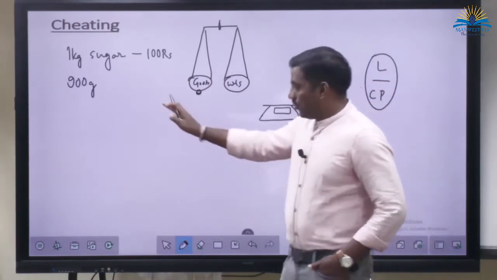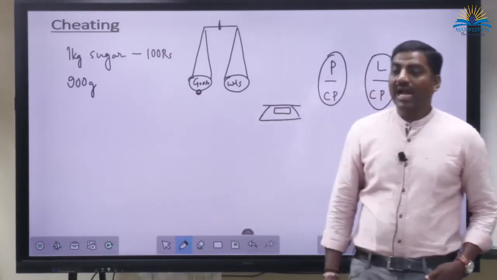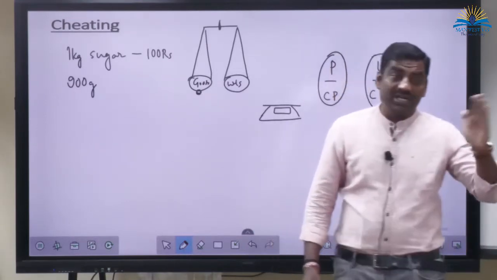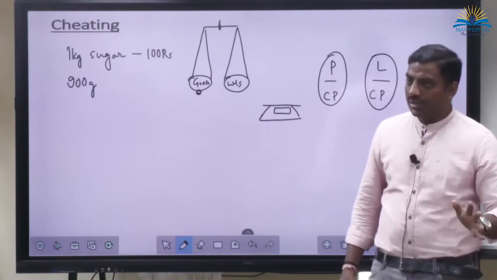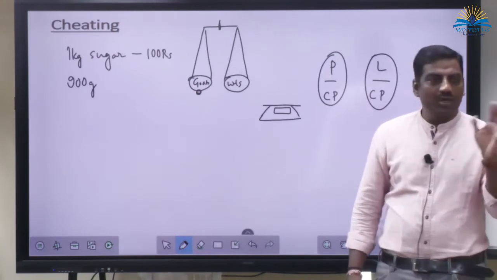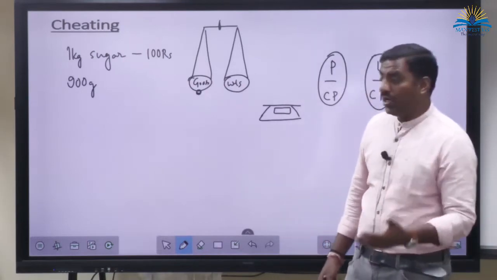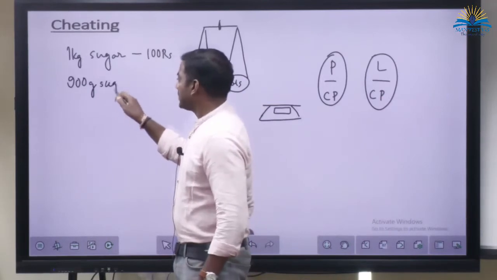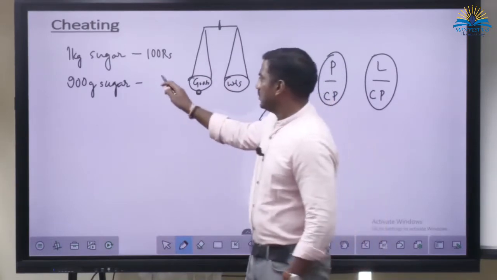See, 1 kg sugar is 100 rupees, and 900 gram sugar. Don't think of his ethical profiteering here. Definitely, while he is selling it at 90 rupees also, he will have a certain margin of profit. I have told you, grocery shops and all, 8 to 12% margin they will have. Understand? So, if he had sold you these 900 grams ethically, how much would he have charged you? 90 rupees.